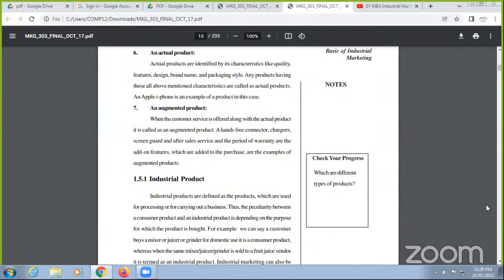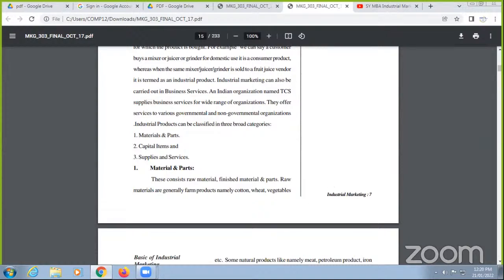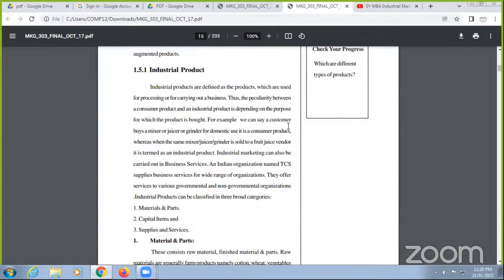Next, industrial products. Industrial products are defined as the products which are used for processing or carrying on a business. Thus, the difference between a consumer product and an industrial product depends on the purpose for which the product is bought. For example, a customer buys a mixer, juicer, or grinder for domestic use. It's a consumer product. Whereas when the same mixer, juicer, grinder is sold to a fruit juice centre, it is termed an industrial product.